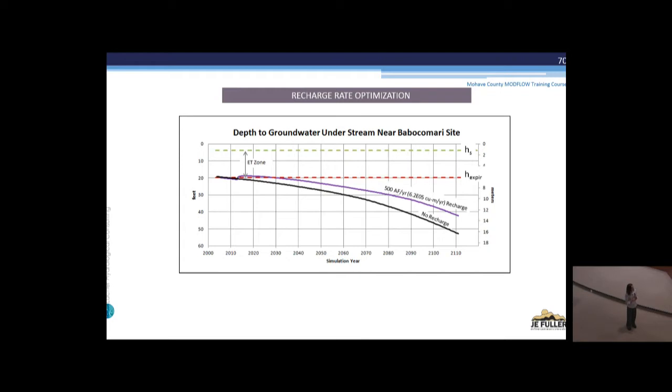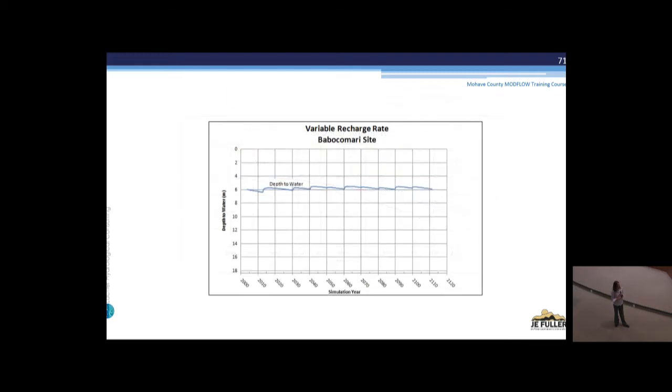Well, that's a little better, but still, it just pushed the effect out to the mid-2030s. It really didn't address the problem after that. And after that, we realized that we had to keep adding more and more water over time. We couldn't just put in a constant rate and hope that it was going to work. It was only going to push the problem out so far. But we did find out that using a variable rate of recharge and distributing it out in time could solve the problem. So here's the head that we were trying to maintain.